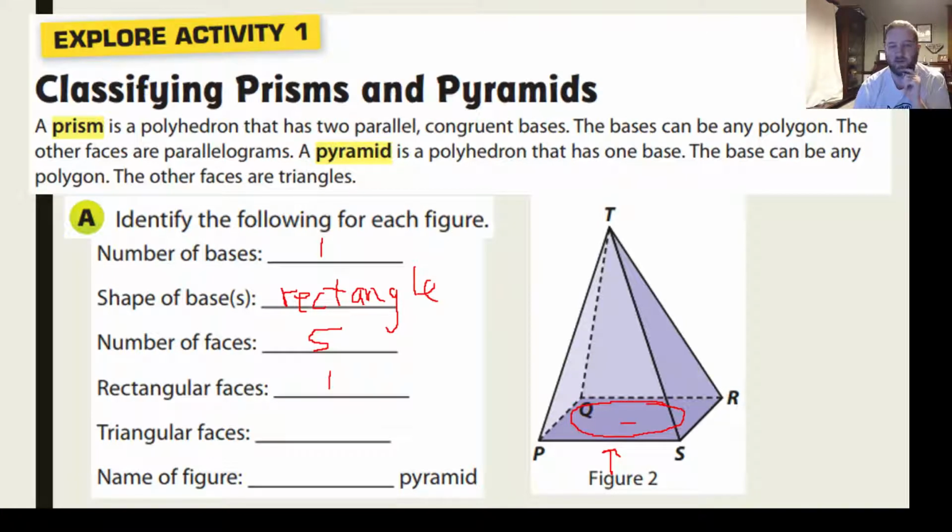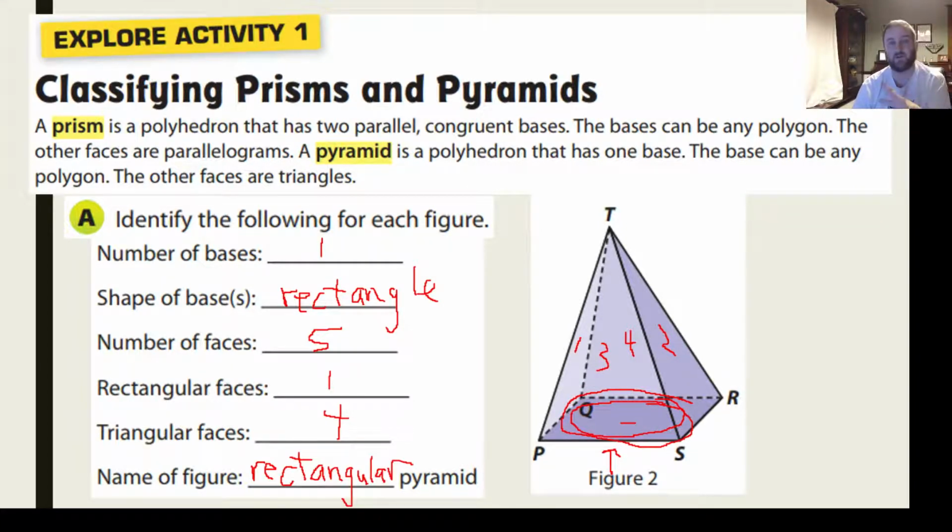These ones on the side, those are triangles, right? So there's 1, 2 on the side, and then 3 on the front, and then the 4th one is in the back. So that's 4 triangular faces. Then the name of the figure is a blank pyramid. Well, again, we name it by the base. This base, what shape is it? It's a rectangle. So this is a rectangular pyramid.